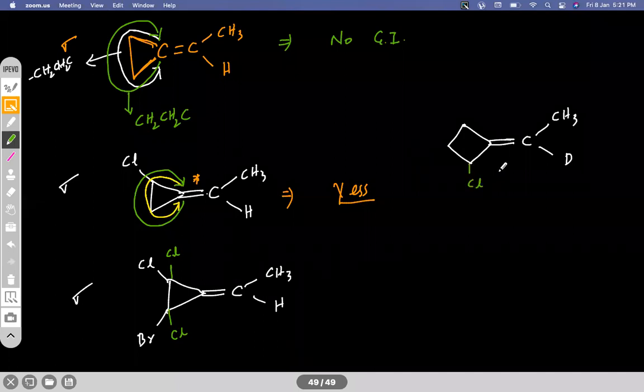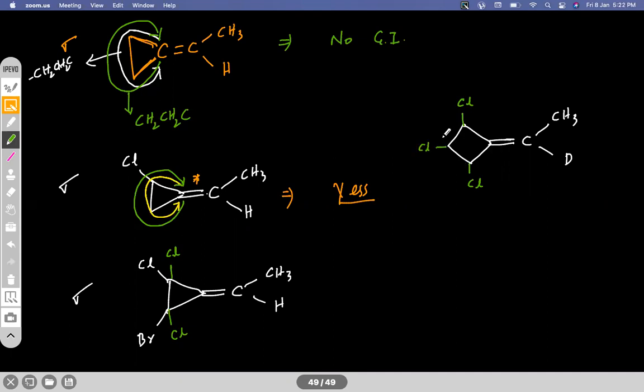If I attach one chlorine here, what if I attach one chlorine here? Not possible because this path, again, is the same. This way, the path is same. What if I attach one chlorine here? Again, not possible. What if I attach one CH3 here? Possible, right? So like this, you will get the question.